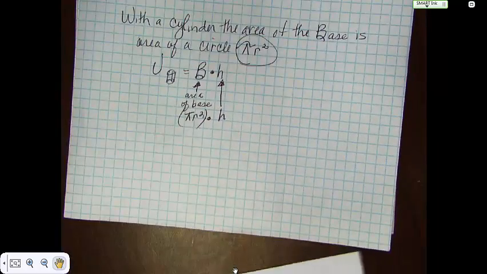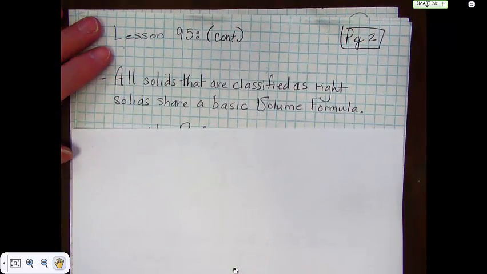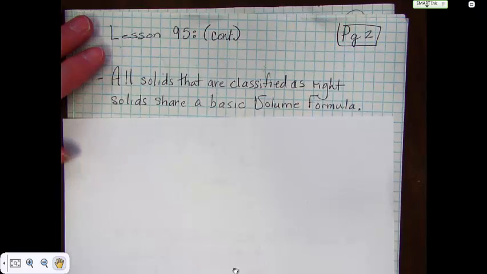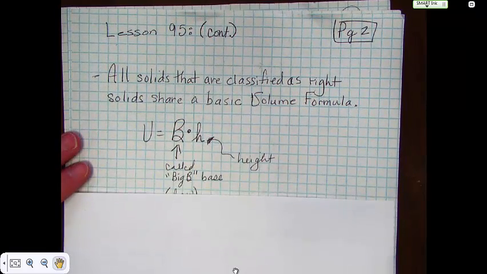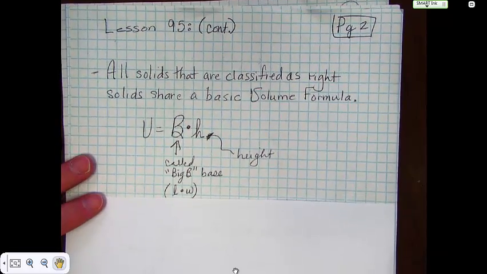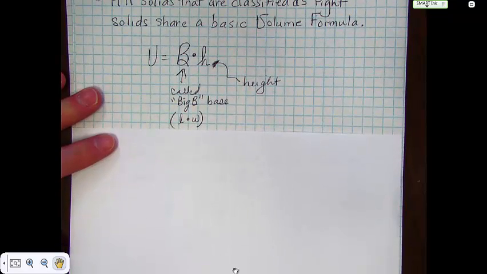Okay? All right. Now, there's just a couple of simple little things that would be kind of nice for you to know. All solids that are classified as right solids share a basic volume formula, which I've already shared with you. Volume equals big B times height. Big B is called the base, usually length times width, and then of course the height of whatever the figure is.